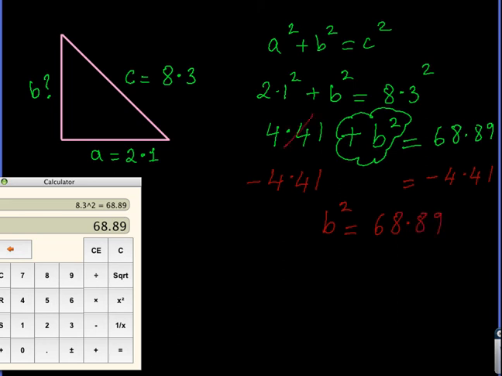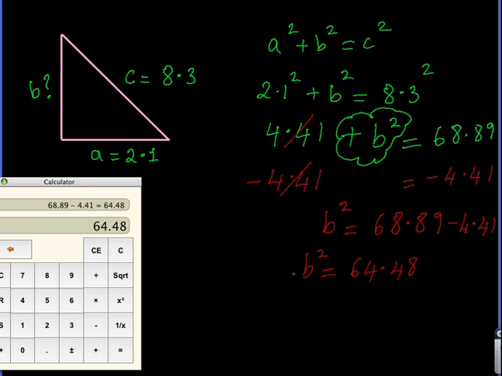Yeah, so we end up with b squared is equal to 68.89, because those two cancel out. Take away 4.41. So we get b squared is equal to 68.89 take away 4.41. That gives me 64.48. And finally, to find what b is by itself, I'm going to take the square roots on both sides.